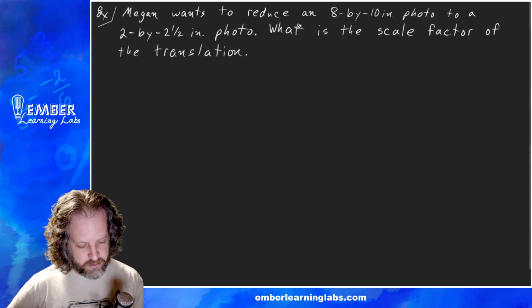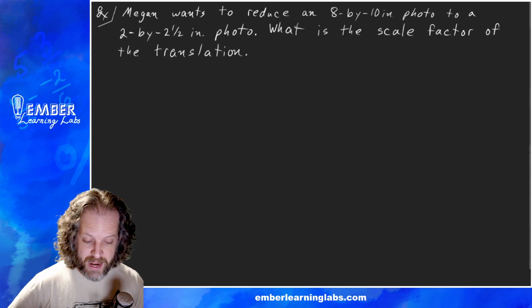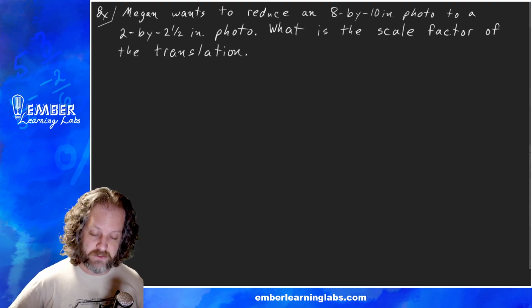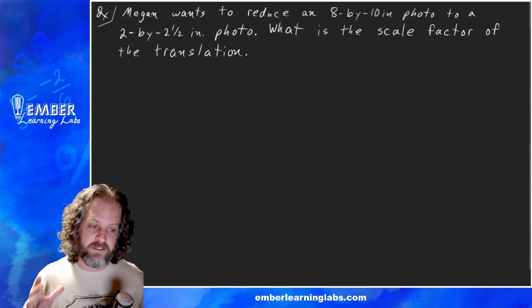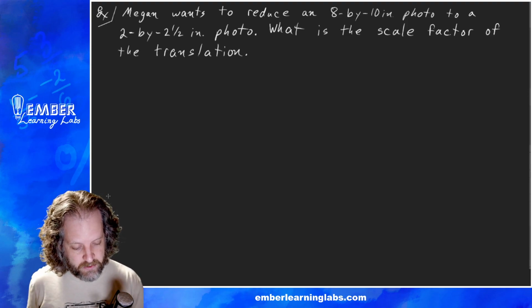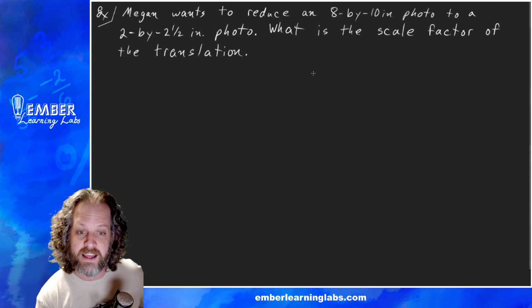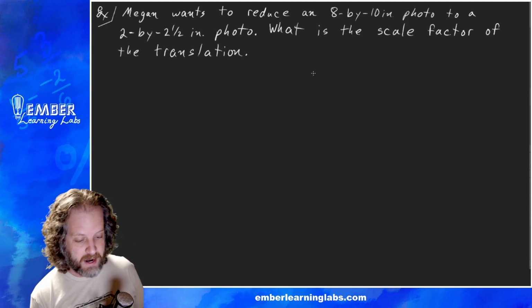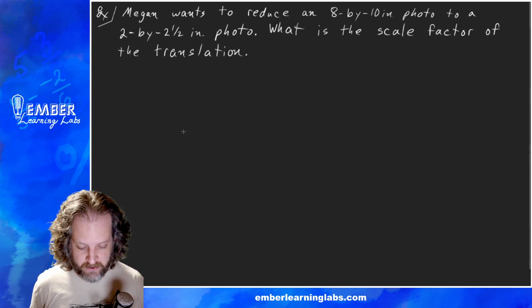So Megan wants to reduce an 8x10 photo to a 2x2.5 inch photo. What is the scale factor of the translation? So this time it is a dilation, right? Because it went from big to little. And instead of writing the new coordinates or the new side lengths, we're actually trying to find the scale factor, right?